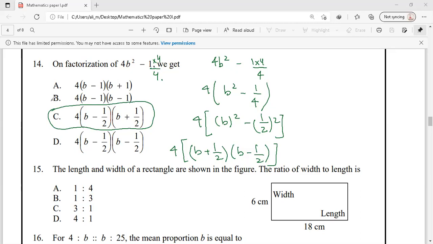Now let's see question number 15. The length and width of the rectangle are shown in the given figure. We have to find the ratio of width to the length. Width is 6 and the length is 18. By dividing the ratio by the common number, we will get 1 is to 3. So the correct answer is option C. Option B.